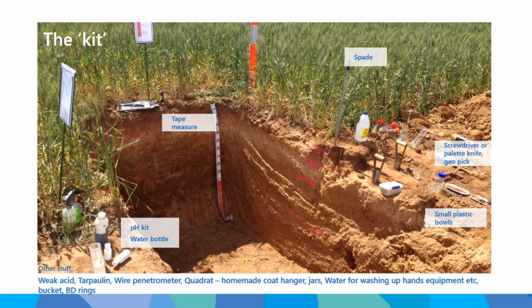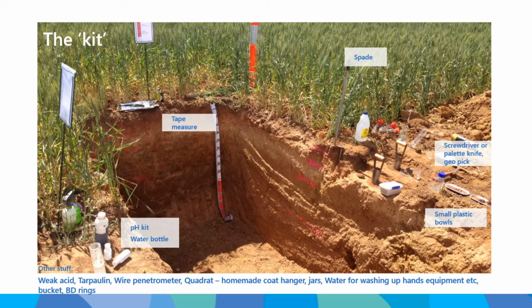Also, your field pH kit and water bottle. So that's your water bottle for your texture, and the universal indicator and the white powder to be able to see that for your pH is also really handy.